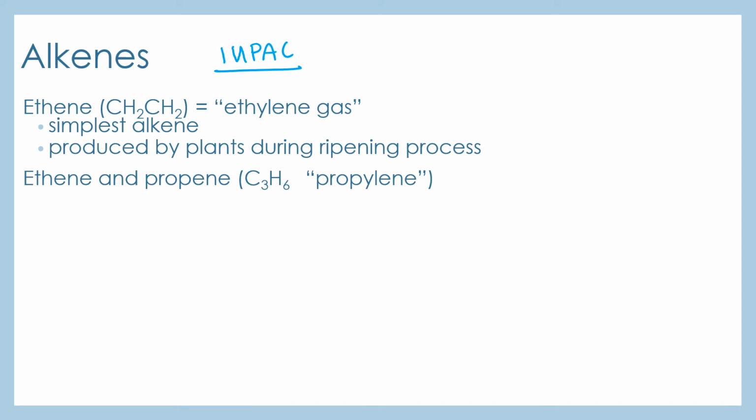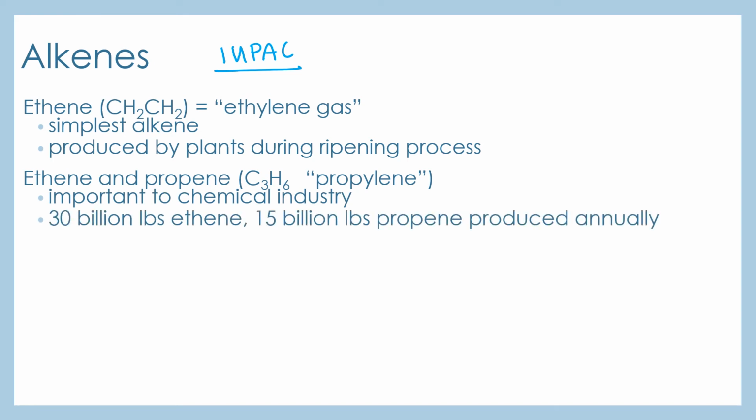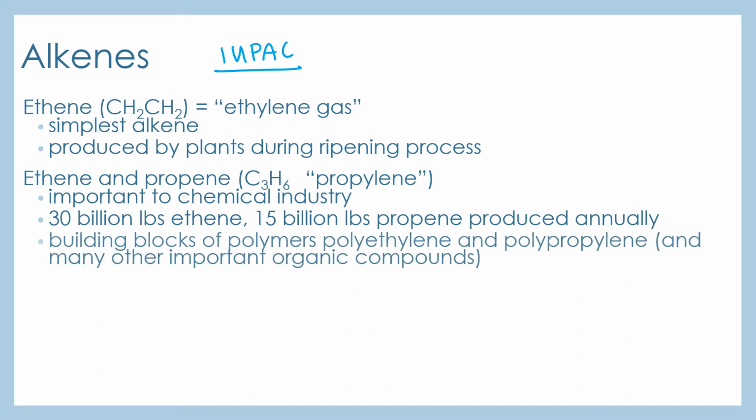being used. Ethene and propene. Propylene is the common name for propene. They are really important in the chemical industry. About 30 billion pounds of ethene and 15 billion pounds of propene are produced annually. And that's because they are building blocks of polymers that are used everywhere. So polyethylene and polypropylene, and many other important organic compounds. You can do a lot with just a small alkene. Many alkenes are also naturally occurring.